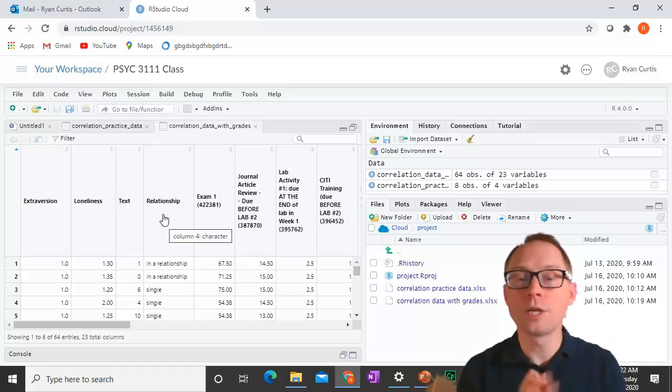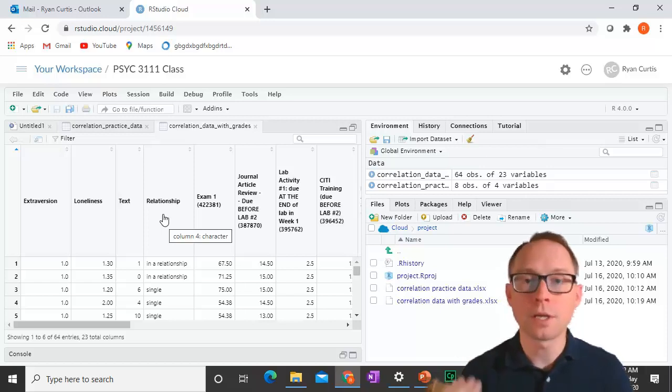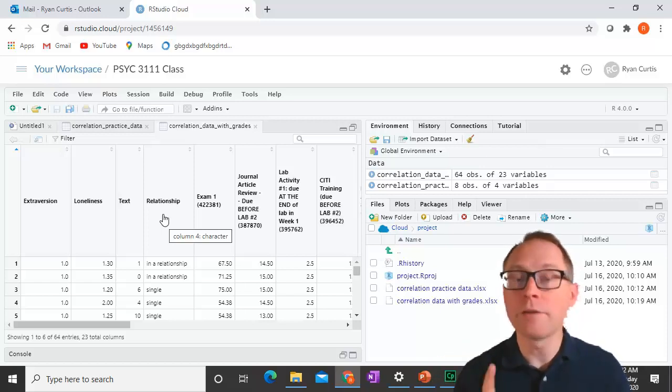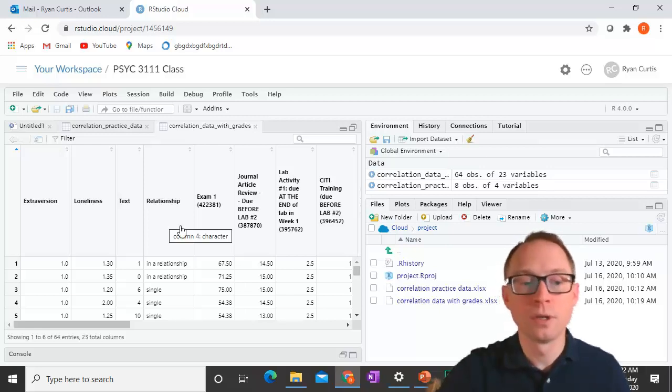Now, before we go and do this, let's remember, is this kind of study a correlational study or is it an experimental study? This is a correlational study. Even the t-test is a correlational study because we did not manipulate the relationship status. We didn't randomly assign people to be in a relationship or to be single, right? We just measured whether they are in a relationship or single. So that's what makes this a correlational study.